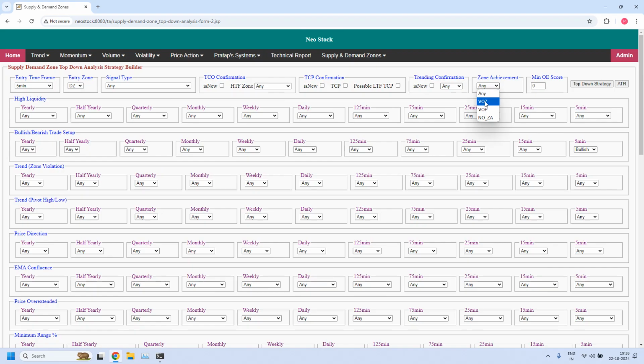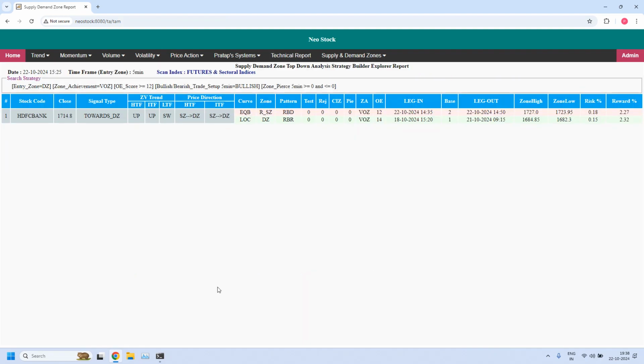Zone achievement violated, opposing zone, minimum odd enhancer score 12. All the 3 filters are applied to the 5 minute demand zone. Let's verify. We got only 1 stock. Currently only 1 stock is supporting a bullish trade setup for hourly income trade. That is entry time frame 5 minutes, entry zone demand zone.